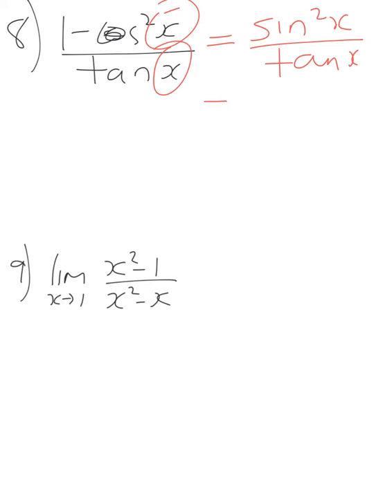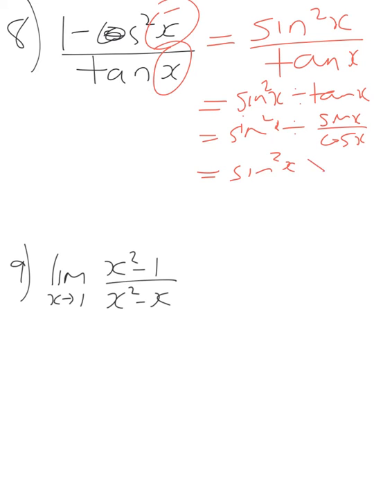Now, we're going to change the over to a divide, so we get sine squared x divided by tan x. Sine squared x, tan is the same as sine over cos. And what can we do when we divide fractions? We can change it to a times and flip. And therefore now we can cancel that sine for one of those, and we're left with sine x cos x, which is equal to C.